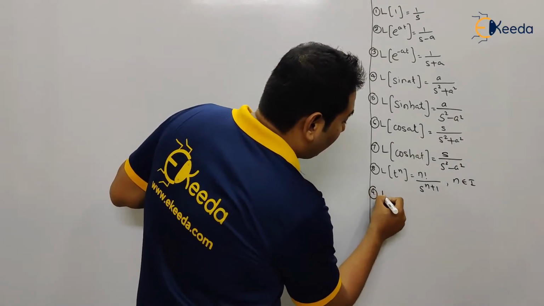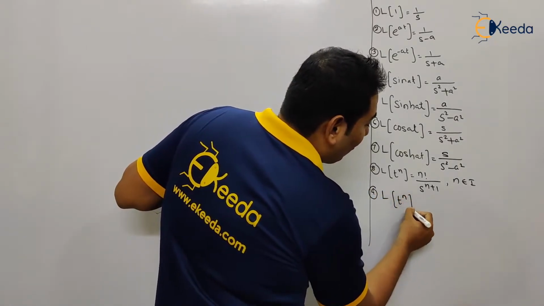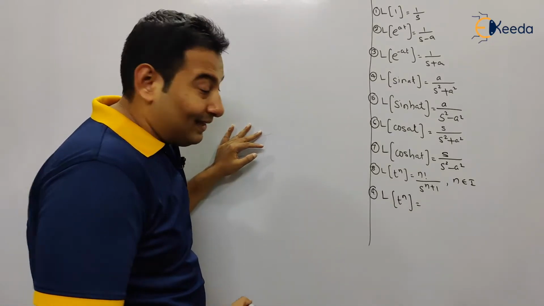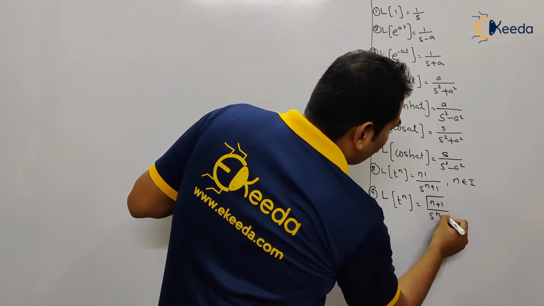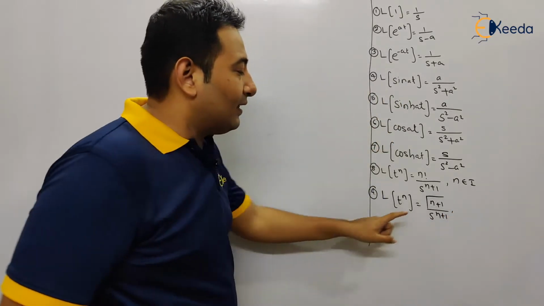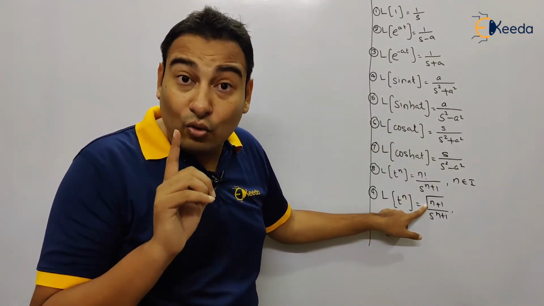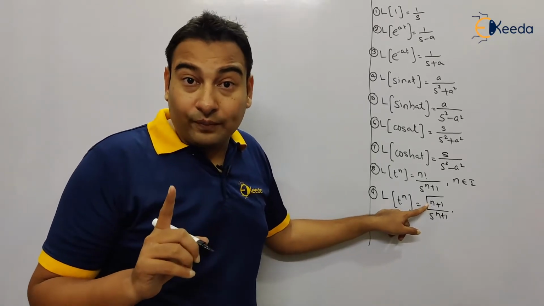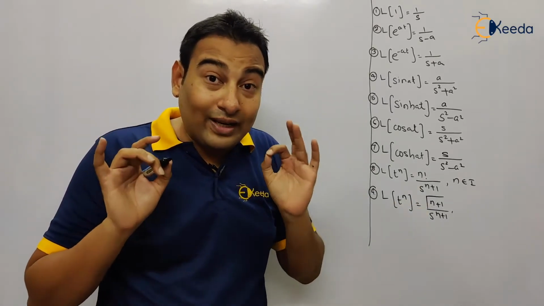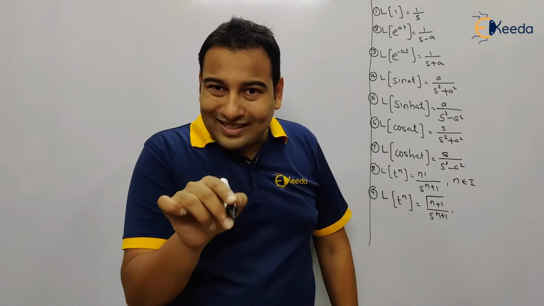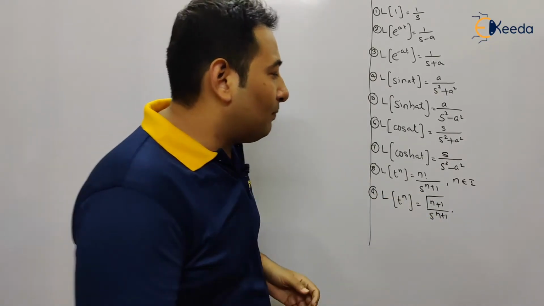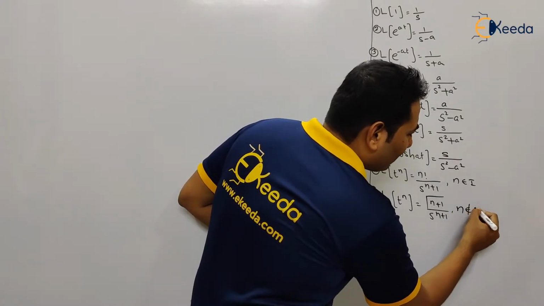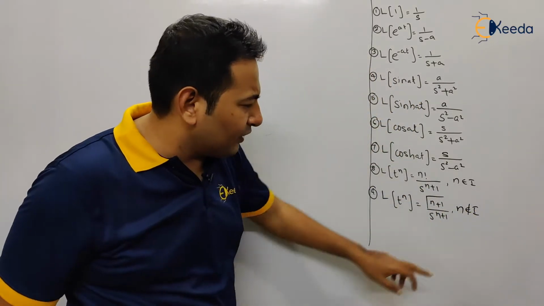Number 9. We have one more formula for Laplace of t raised to n, that is gamma of n plus 1 upon s raised to n plus 1. See here, this is gamma. First of all, note this: this is not square root. Let me make it very clear, this is not square root. This is gamma. So gamma of n plus 1 upon s raised to n plus 1, if n is not an integer. This gamma we will discuss later on.